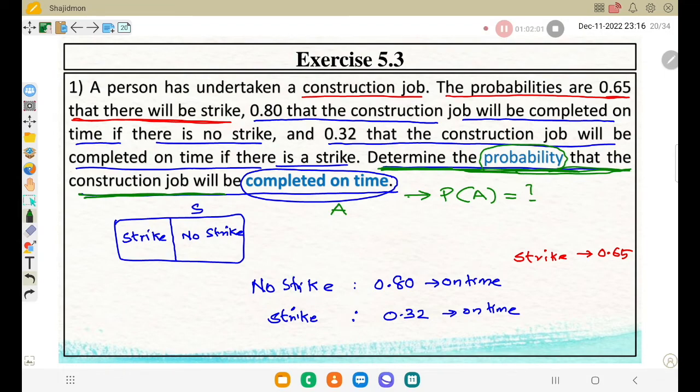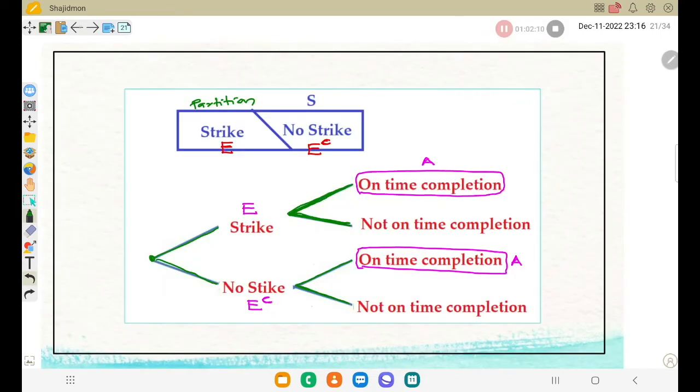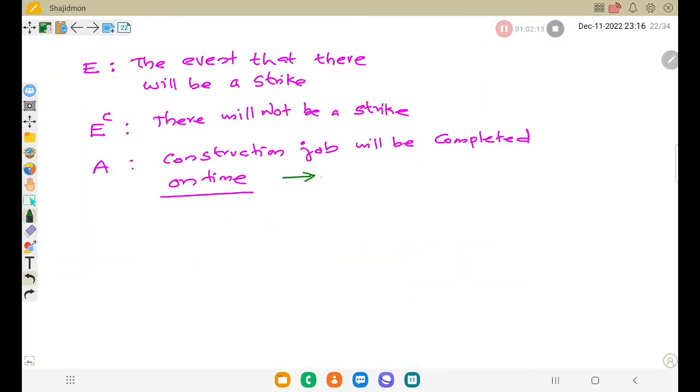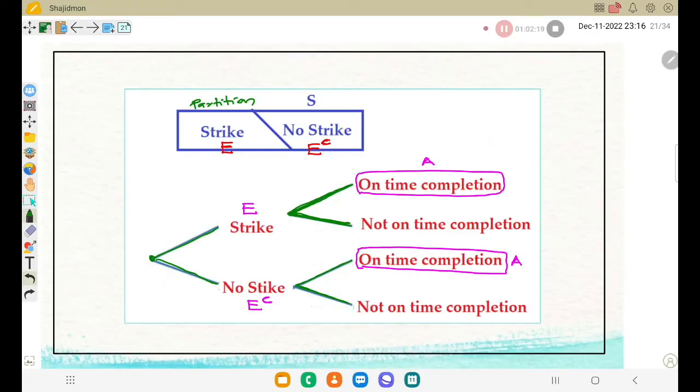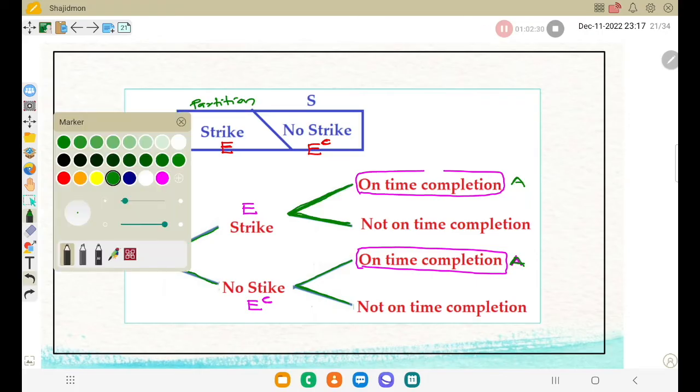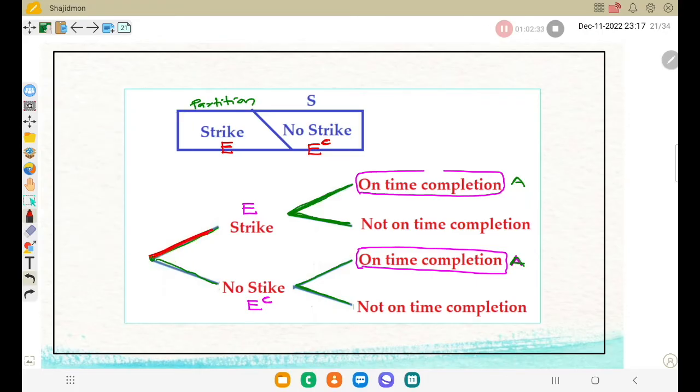Determine the probability that the construction job will be completed on time. That means what is the probability of A, correct? So the question is actually nothing but we need to calculate probability of A equals. That means if you want to calculate probability of A, A is coming here and here also A is coming, correct? So it is just like a total probability. How do we need to do that? We need to start from this line, multiply this, plus this line, multiply this one, correct? So that we will get a total probability, correct?